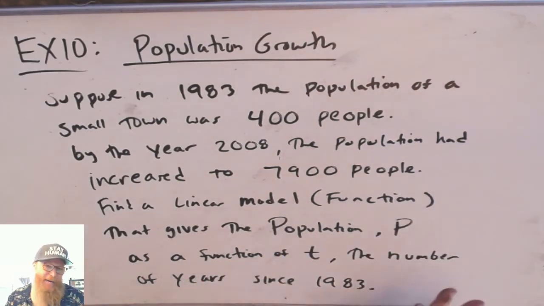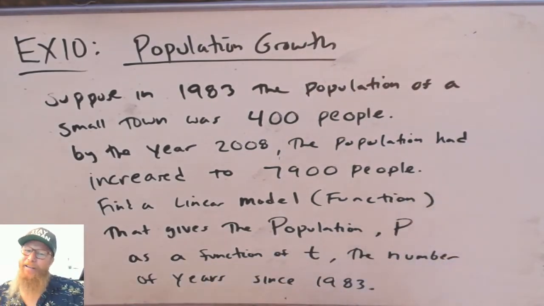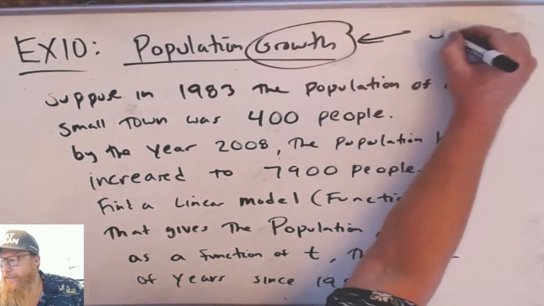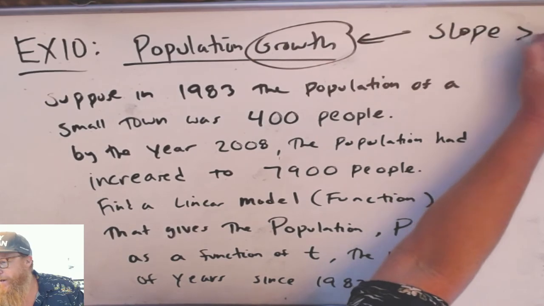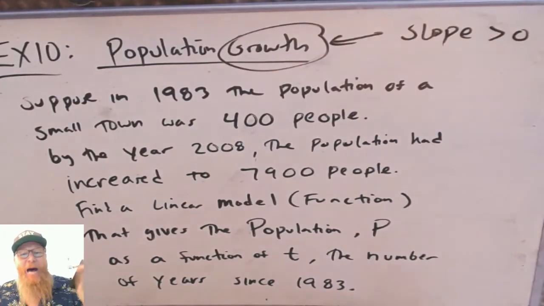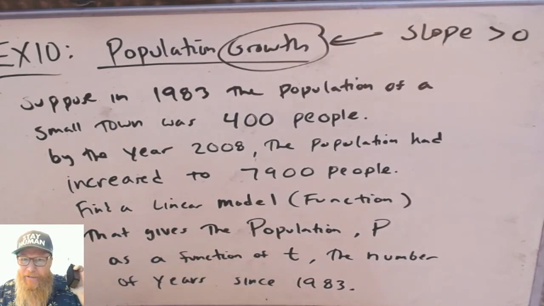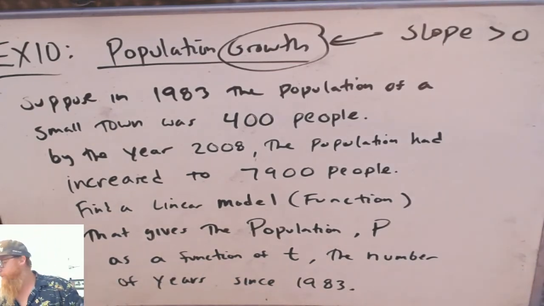Basically, this is the same problem that we just did. The only difference is this is growing, and so growth means that the slope will be greater than 0. Yeah, the slope will be positive. So if you make a calculation error and you end up with a negative slope, you did something wrong.